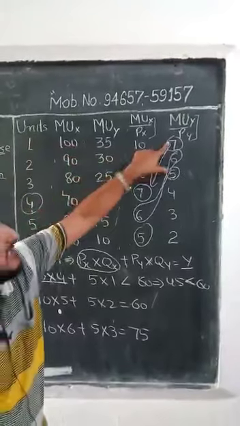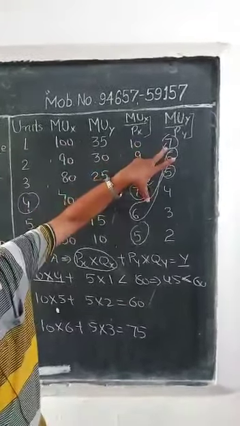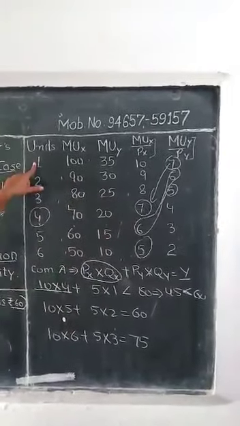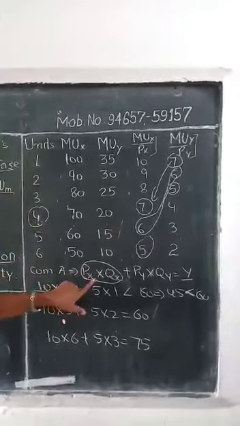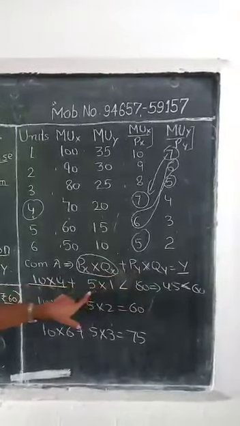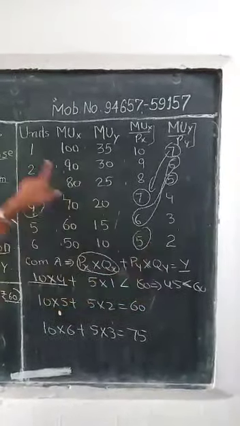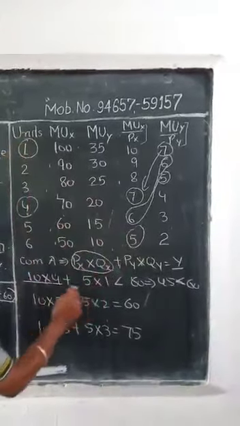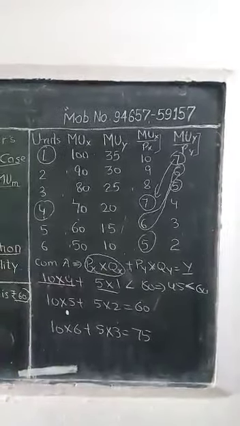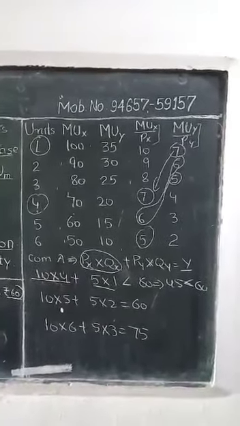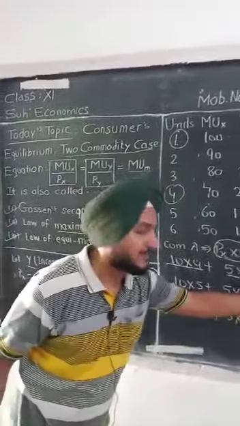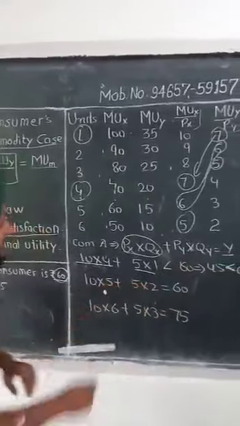Here you can see 7, 7, where they are equal, at the fourth unit of x and the first unit of y. So you can see here price of x 10 rupees into quantity 4, plus price of y 5 rupees into quantity of y, which is 1. So 40 plus 5 is 45. That is less than the consumer's budget. The consumer's budget we have taken is 60 rupees. In the starting of the video I explained that it is 60 rupees, but it is becoming only 45. So this combination will not be taken.